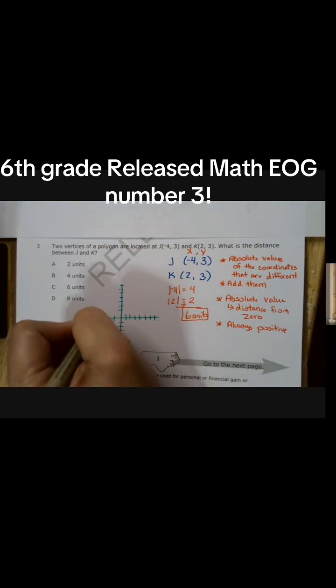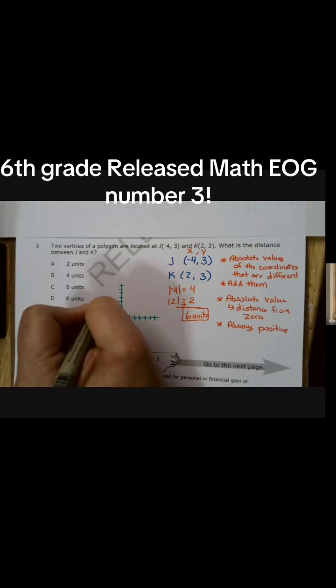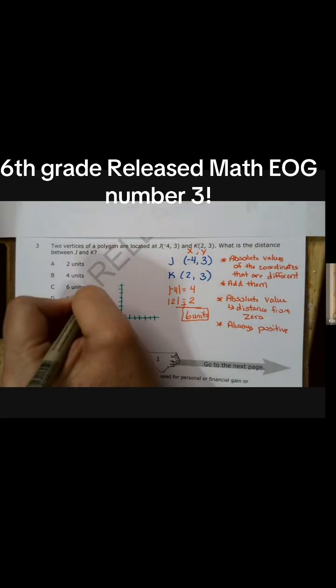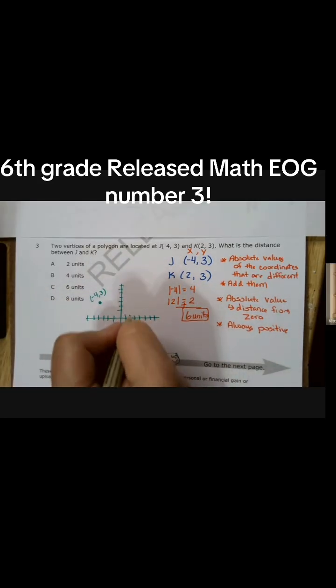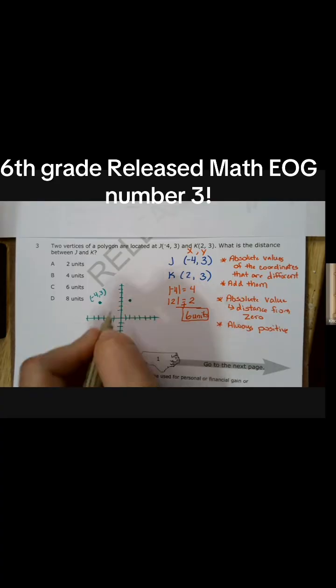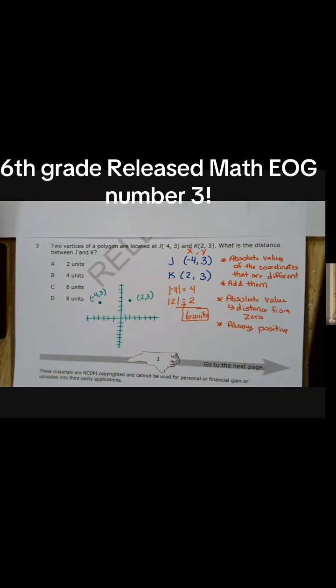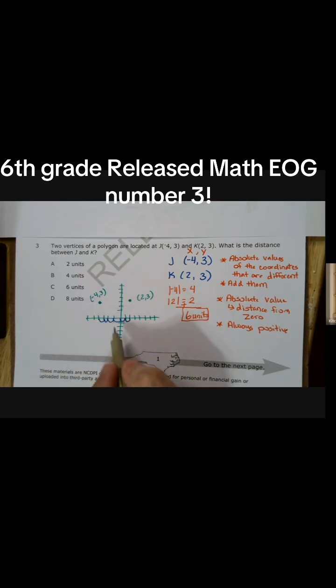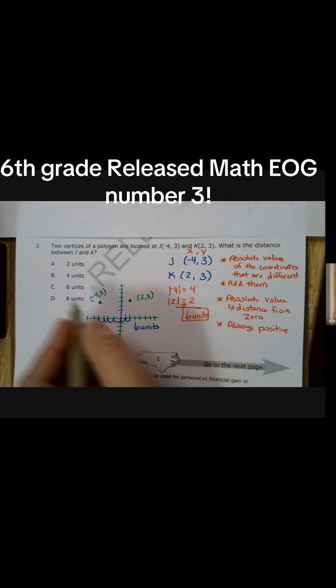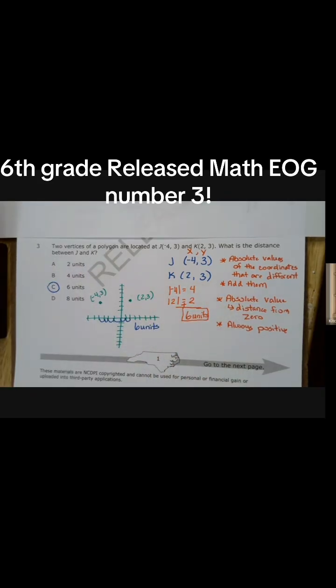So J would be negative 4, over to the left 4 and up 3. And K is 2, 3, so we're going to go over to the right 2 and up 3. And they're going to count the units. I'm going to change pens real quick. We've got 1, 2, 3, 4, 5, 6. They jumped 6 times, so it is 6 units. Again, either one is correct. It is just 2 different skills.